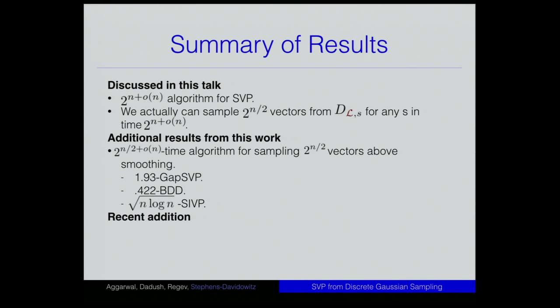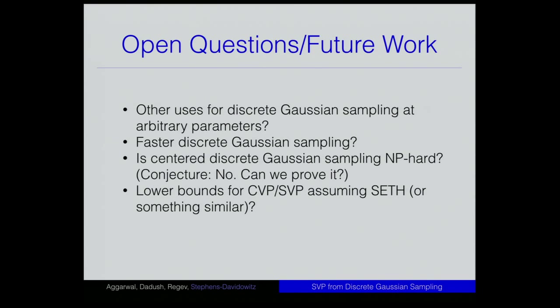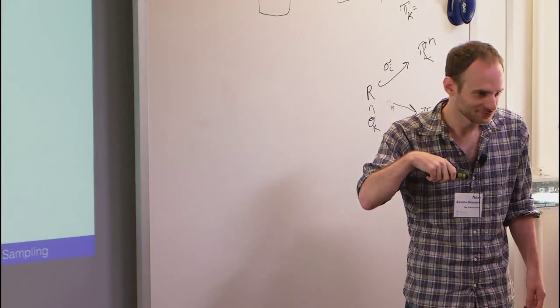An additional result is that I actually showed the other direction. This is just a preprint right now, but discrete Gaussian sampling reduces to the shortest vector problem, which I found to be very surprising. This is not an equivalence because the other direction is exponential time. I actually don't think that these problems are equivalent. I suspect that discrete Gaussian sampling is not NP-hard. In fact, that's one of my open questions. Because I'm a little over time, I'll just show these and talk about them. So thank you very much. And here's a short vector.